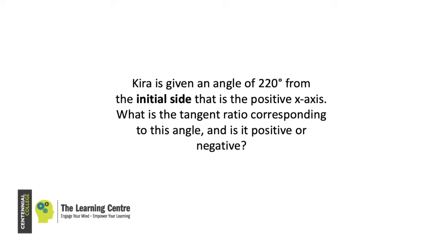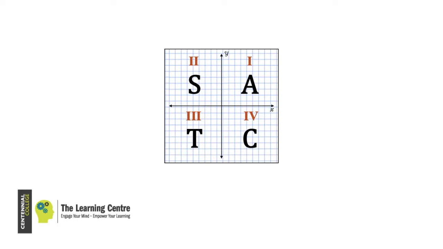Kira is given an angle of 220 degrees from the initial side, that is the positive x-axis. What is the tangent ratio corresponding to this angle, and is it positive or negative? Recall the CAST rule. We need to draw out our 220 degree angle first, and then we have to determine if the ratio will be positive or negative depending on the quadrant that it is in.